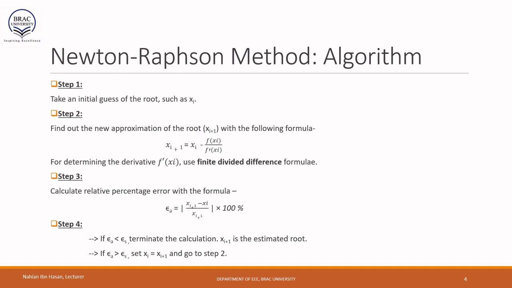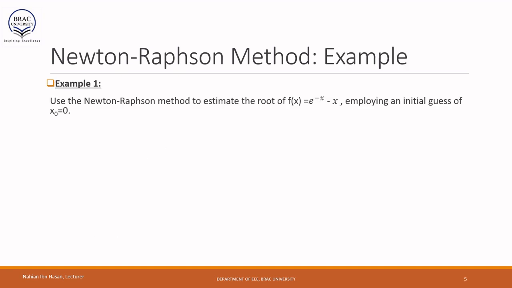So let's look at an example using the Newton-Raphson method. For example, we are given this function e to the power minus x minus x. We have already seen this function in our previous lesson. That means, when we showed the simple iterative formula as an open method in the previous lesson, that is the same example that we are going to use, but here we are going to use the Newton-Raphson method instead of the simple iterative formula. Our initial guess is already given, which is x0 equal to 0. So using this initial value, we start our calculation.